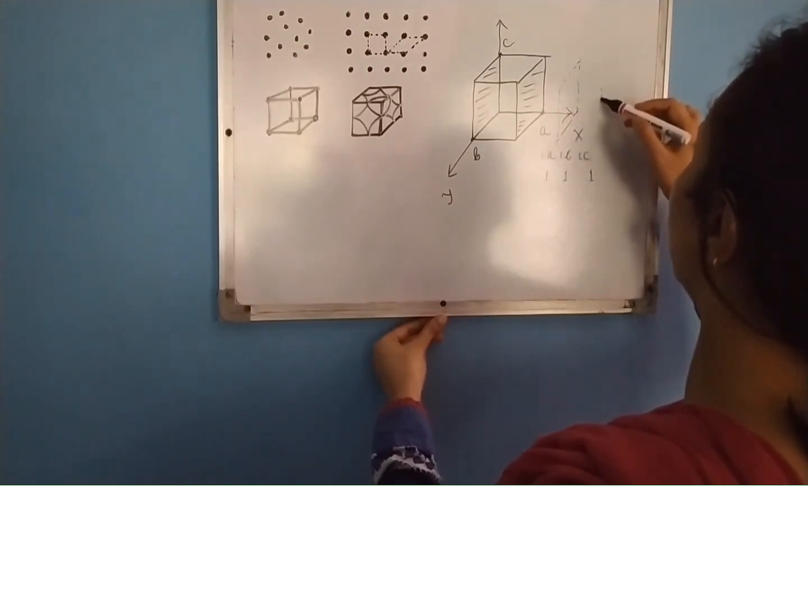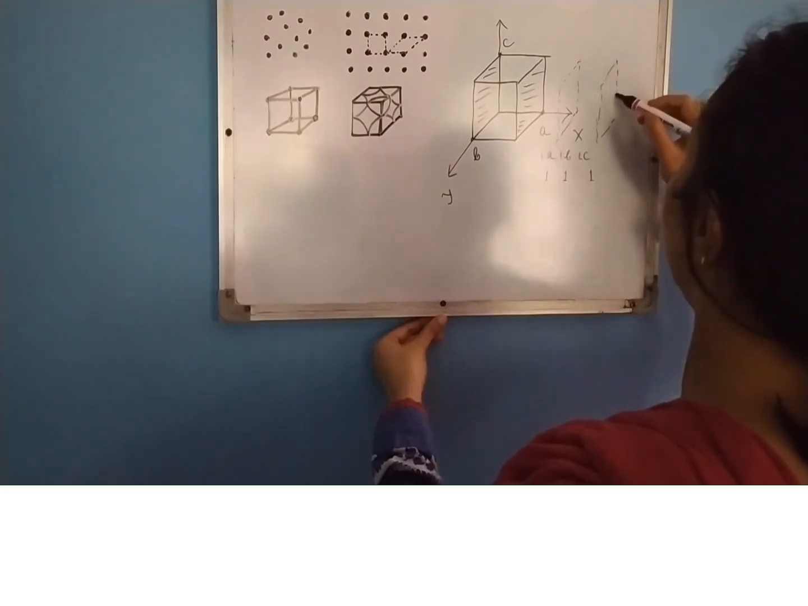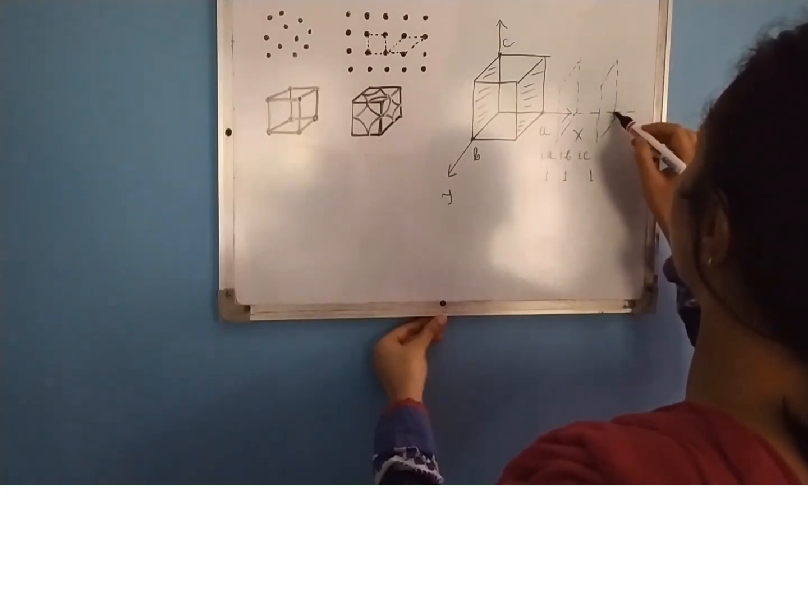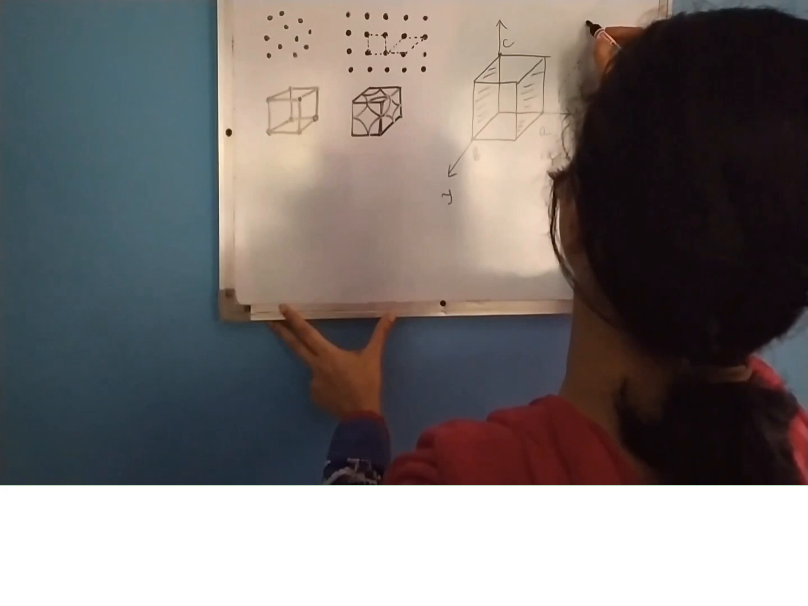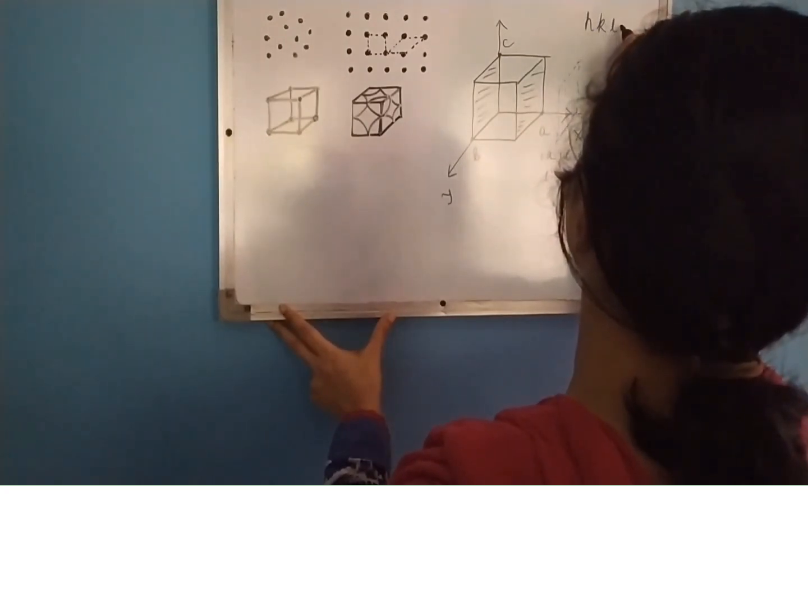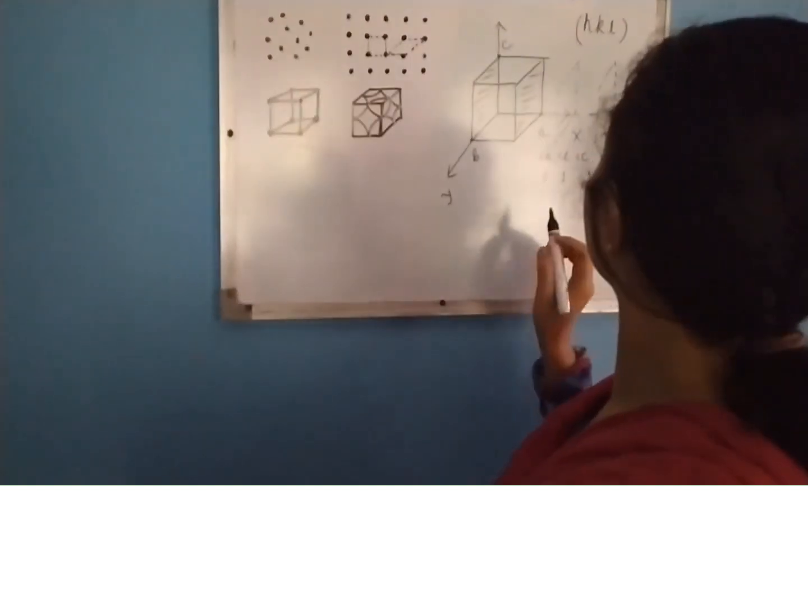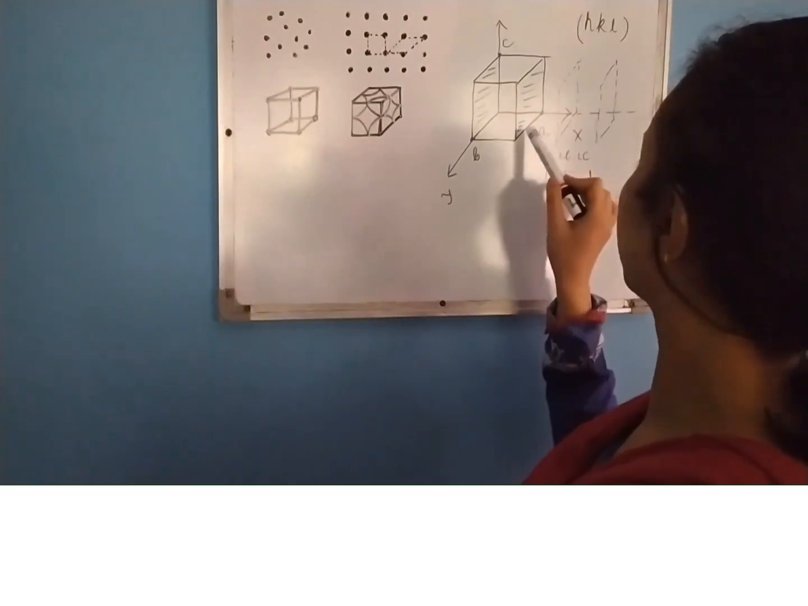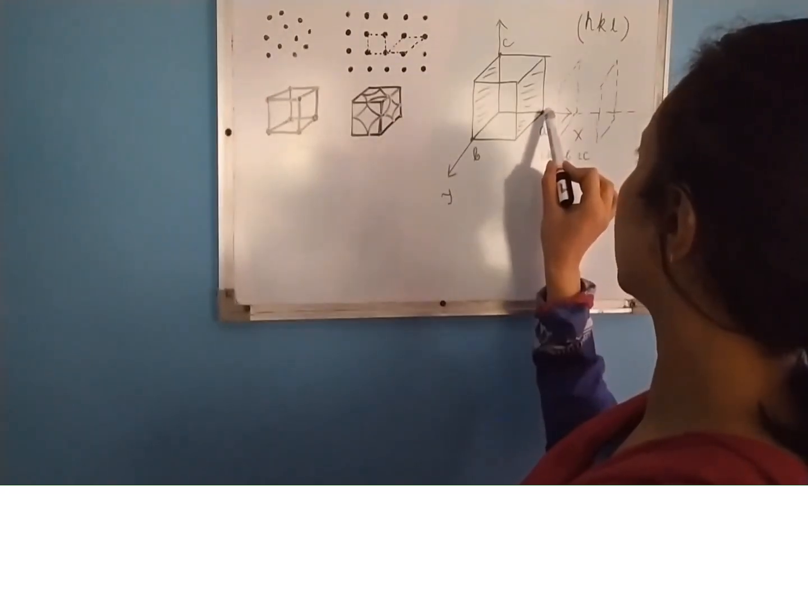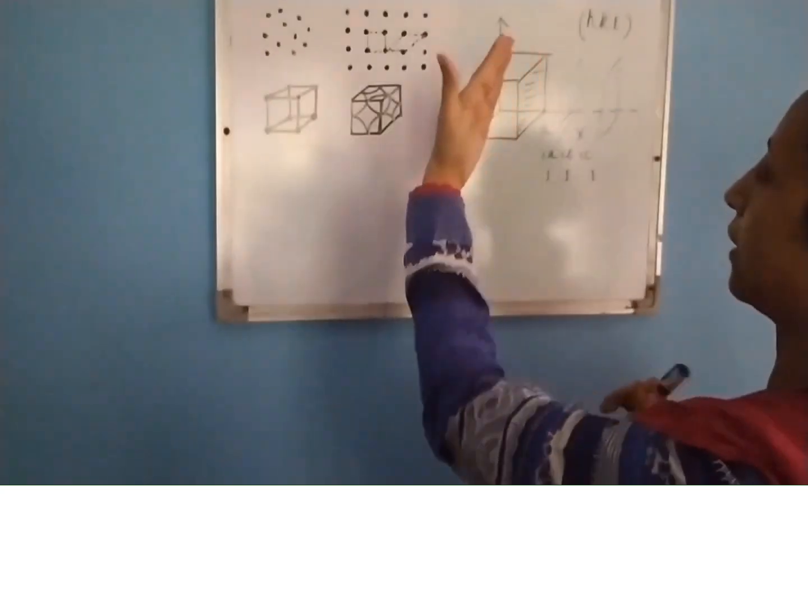So this kind of parallel planes, which we can imagine, all of them together can be represented by 3 numbers, and those 3 numbers in general are represented by hkl within small brackets. And how to find these numbers? So for that we take this plane, which is making an intercept with the x-axis, and it is parallel to the y and z axes. It is in the yz plane.